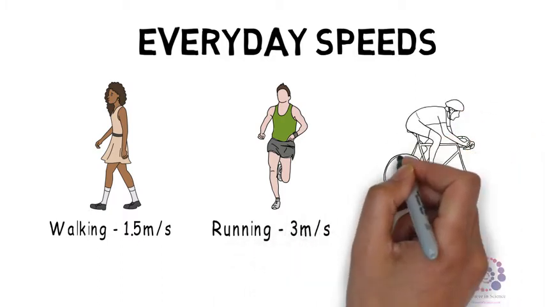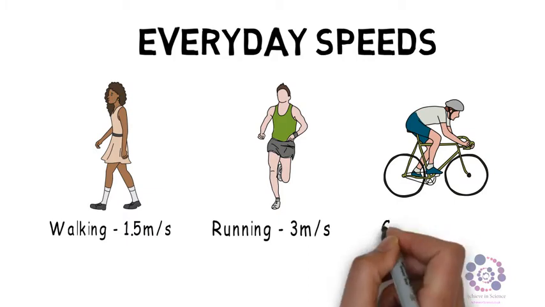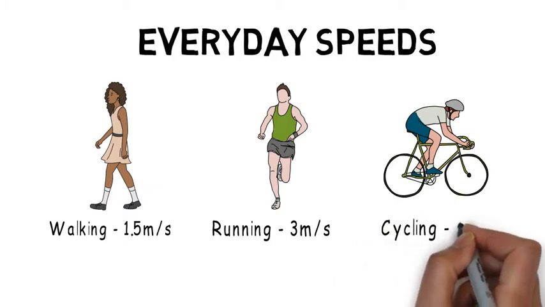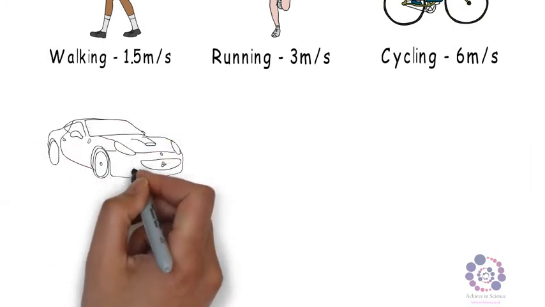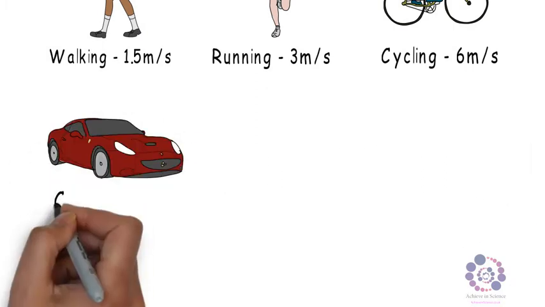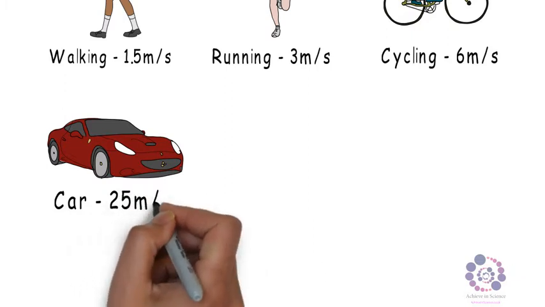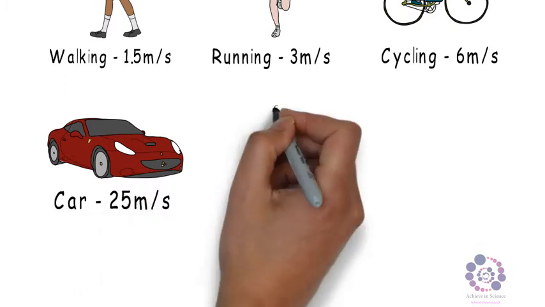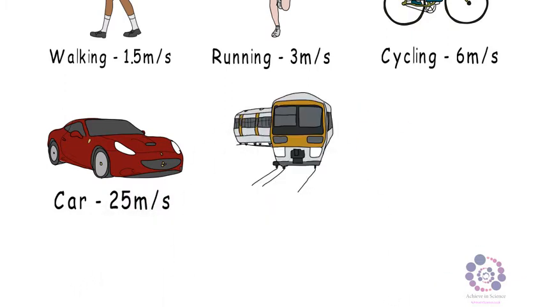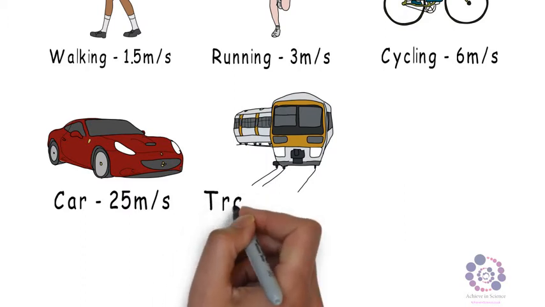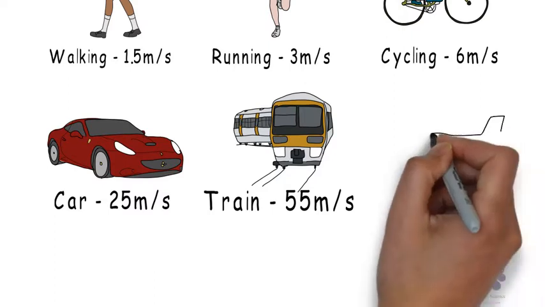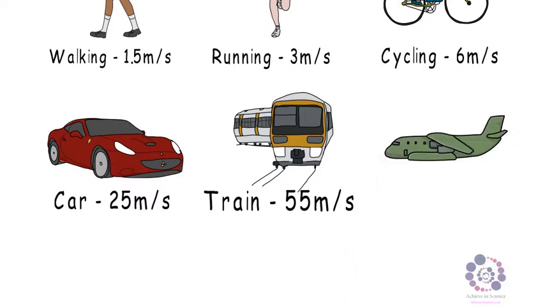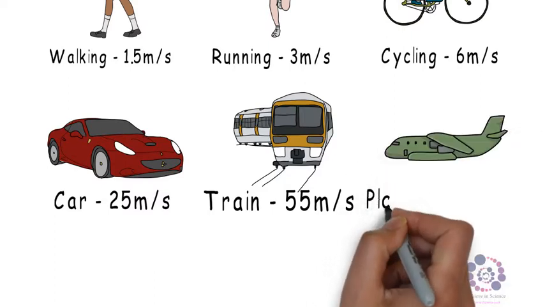A cyclist tends to travel at a speed of around 6 metres per second. A car tends to travel at around 25 metres per second. A train tends to travel at 55 metres per second. An aeroplane tends to travel at around 250 metres per second.